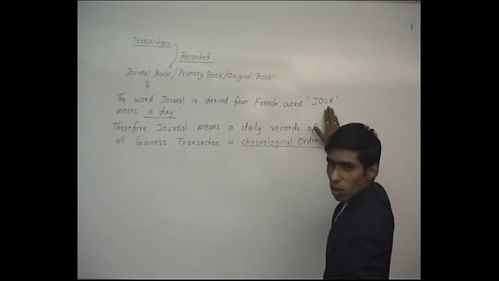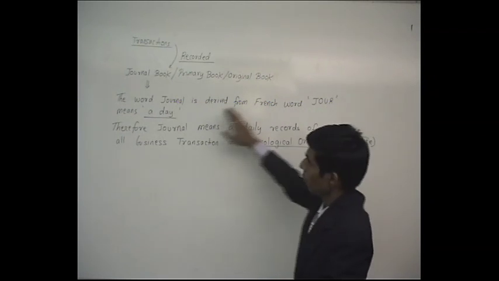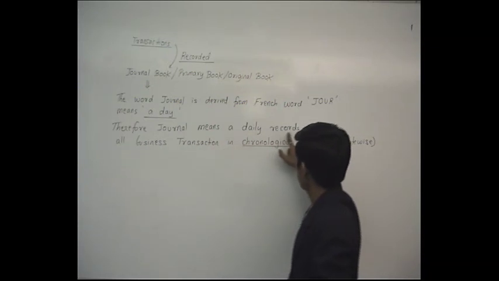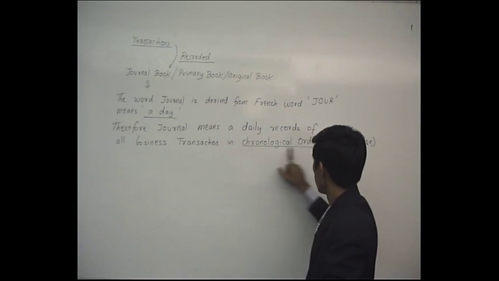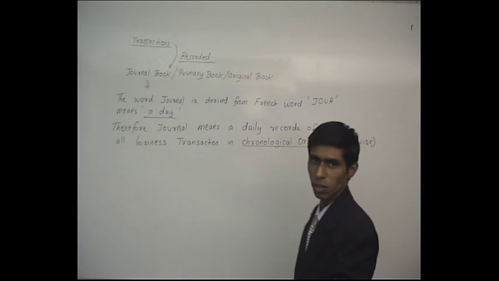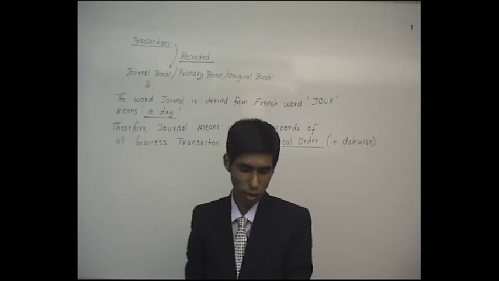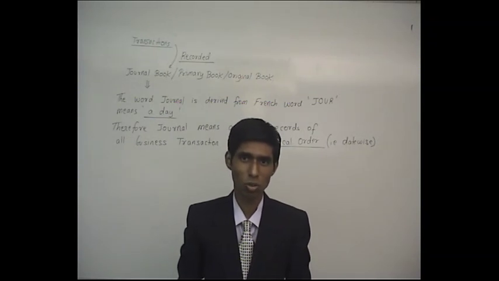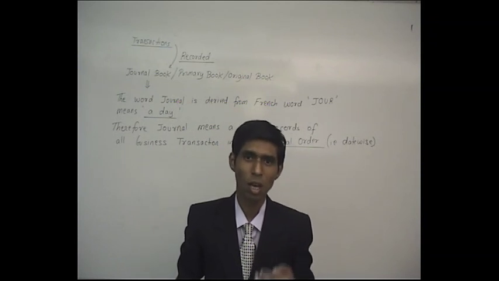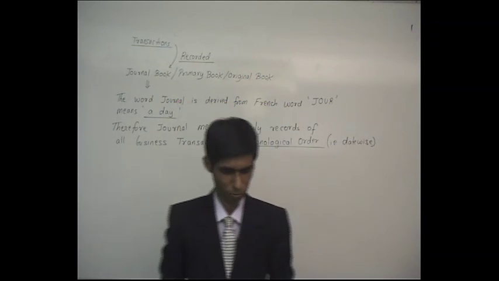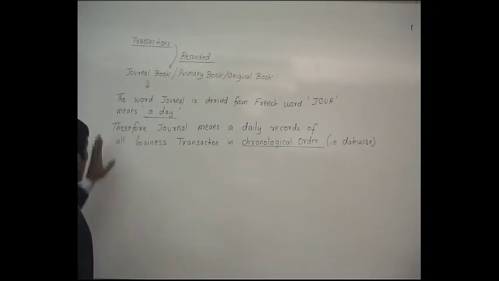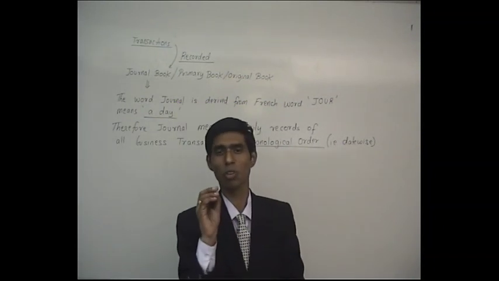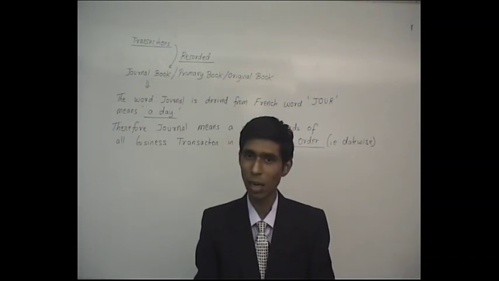word jour, which means a day. Therefore, journal means a daily record of all business transactions in a chronological order, that is date wise. It means the date is given up and down, then you have to write down the transactions, you have to pass the entries as per the date wise. Okay. Journal is recorded in a systematic manner.